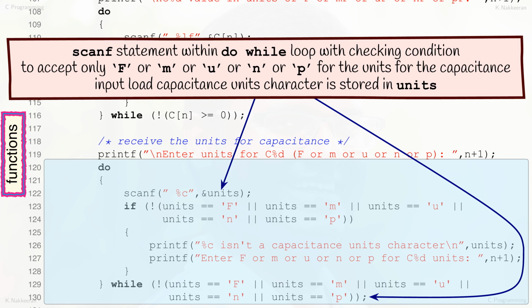Lines 120 to 130. The do while statement that includes the scanf statement in line 122 is written with the appropriate checking condition within parentheses in lines 129 and 130 to accept only a character, one among F or M or U or N or P, for the load capacitance units. The input load capacitance units character is stored in the memory location of the character variable units.